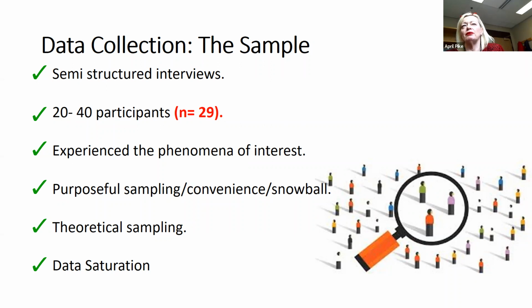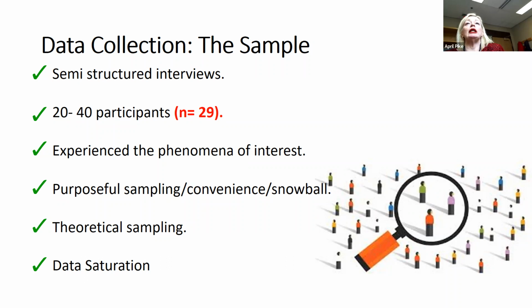I'll talk a little bit about that when I get to theoretical sampling. And of course, there's the phenomenon of interest, and in this case, it was ARVC and the genetic testing process. You usually use targeted, purposeful sampling, convenience sampling, and snowball sampling, which is basically word of mouth, where somebody who's been recruited for the study will tell their families and friends. And I actually had a lot of people recruited by snowballing.